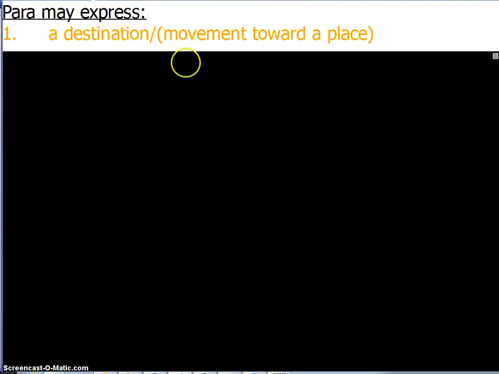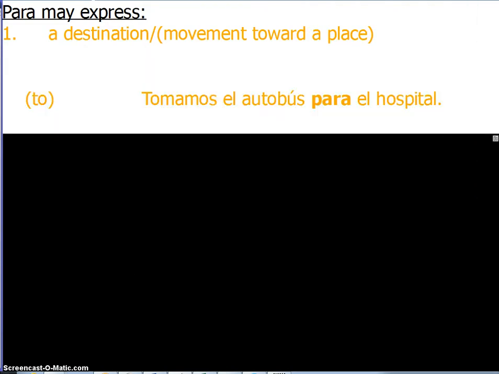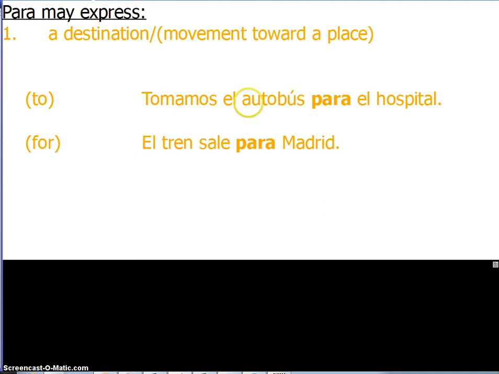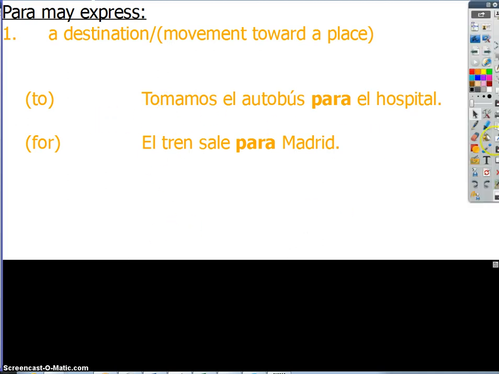So para may express a destination or movement toward a place. So here are two examples. Knowing that it can mean to or for, please translate these sentences as well. So write the example, skip a line, English translation, and then the next. Of course, skipping lines. Moving on.